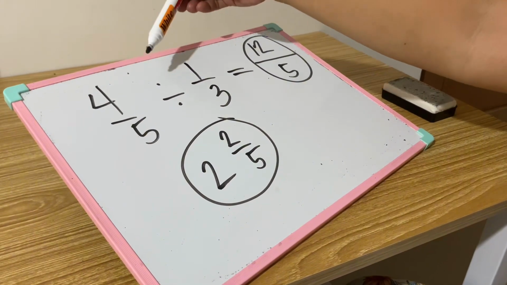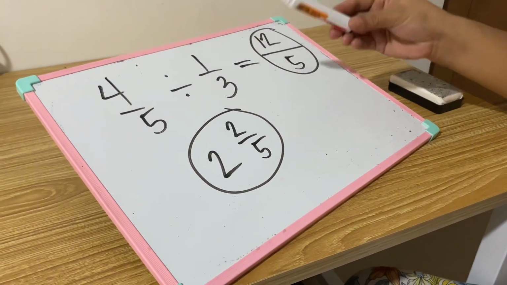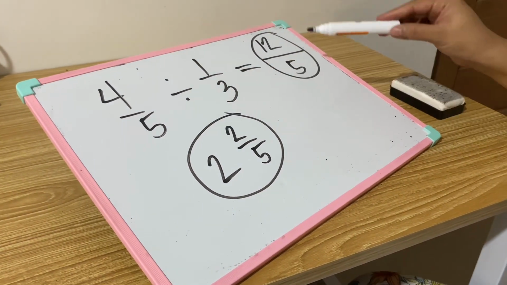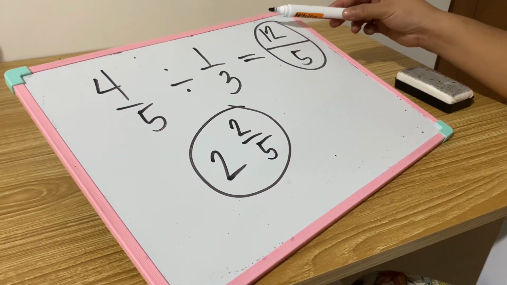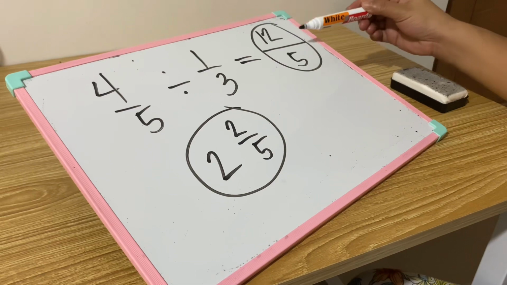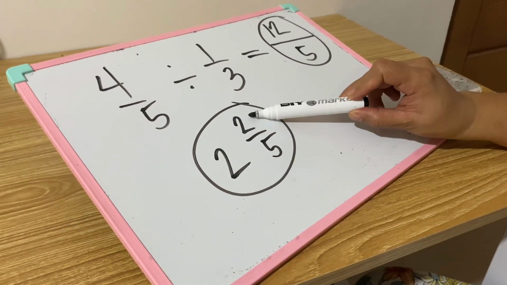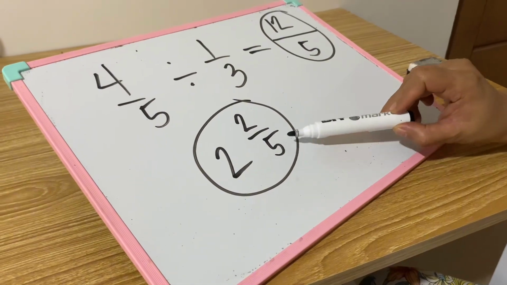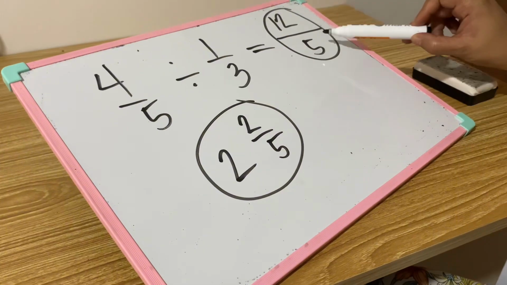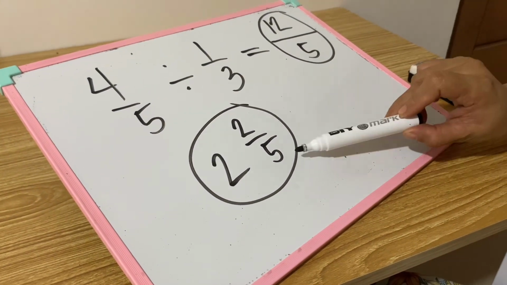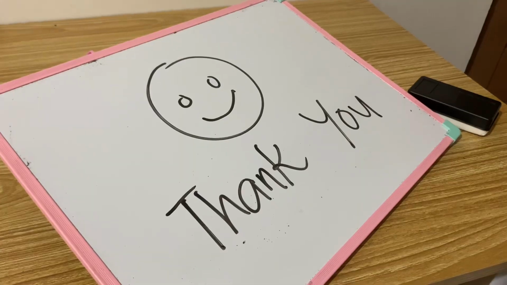Just do the cross multiplication. 4 times 3 equals 12. 5 times 1 equals 5. Then, if it's an improper fraction like this, you divide 12 by 5, you'll get a whole number of 2 and a remainder of 2 over 5. So, you are just simply writing down the original denominator. Okay? So, the answer is 2 and 2/5.